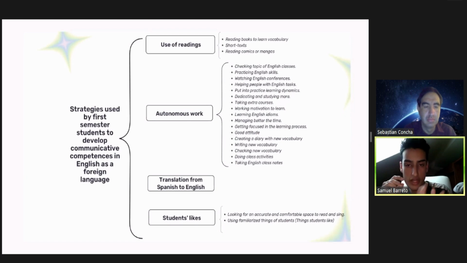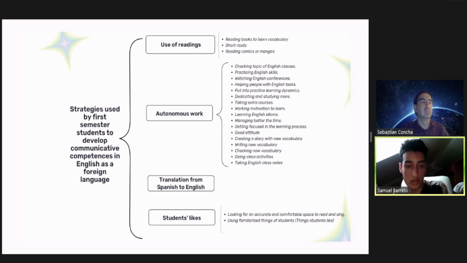Also, we have that they use readings to practice and to learn more vocabulary. They also use autonomous work. Here we have a lot of activities that they implement, but some of them, such as doing class activities or taking English class notes, which are the last ones, are not too accurate based on professors' perceptions. Because, as I said before, professors think that students lack autonomous work, while students think that they are going to improve their difficulties by doing class activities, taking class notes, or doing homework assigned in class.